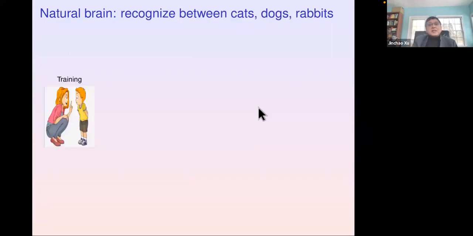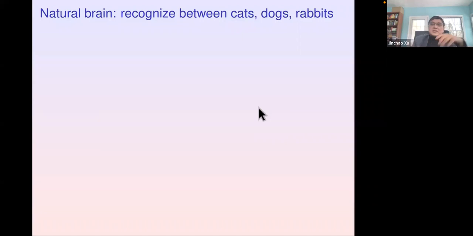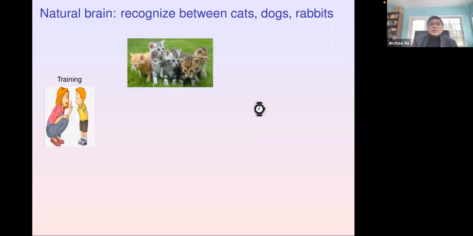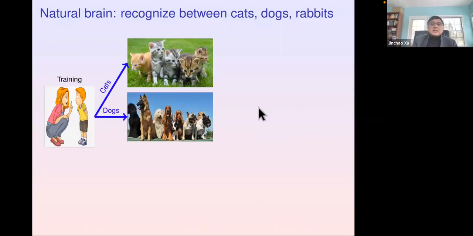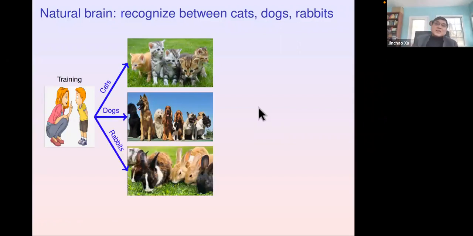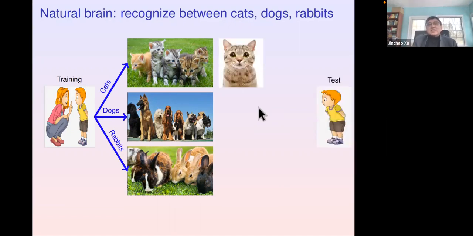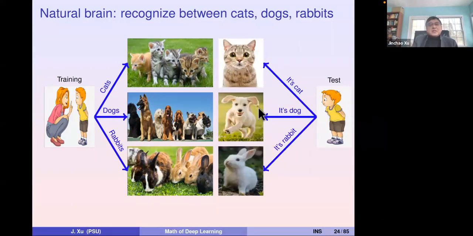So now let's see how we're going to learn. You have this neural network, right? You want to train it. Suppose the natural trainer, we teach our kid. How do you tell the difference between cat and dog and rabbit? We just tell our kid, okay, this is a cat, this is a dog. If a kid has seen enough, next time they see something, he will make the decision. So the left side is the training, the right side is the testing, the application. Somehow our brain is kind of trained by this data.